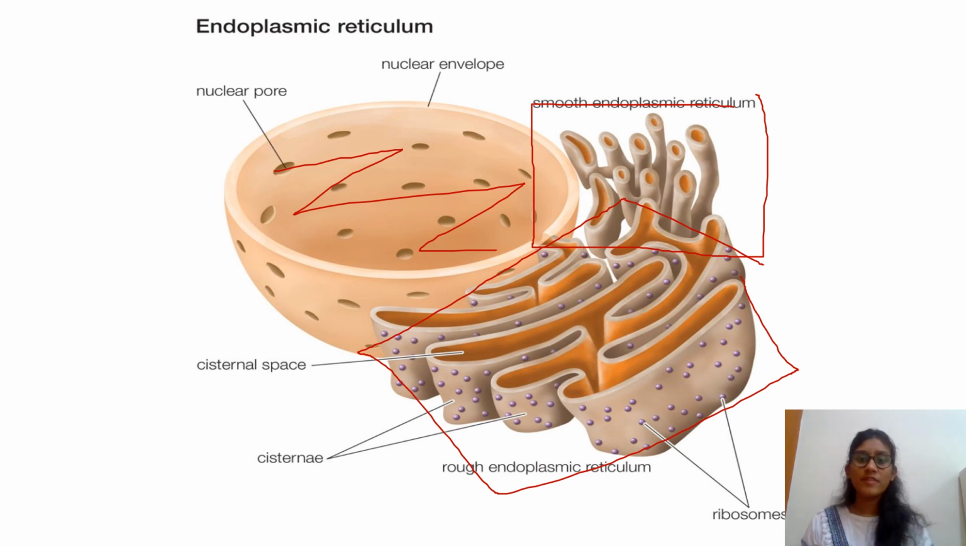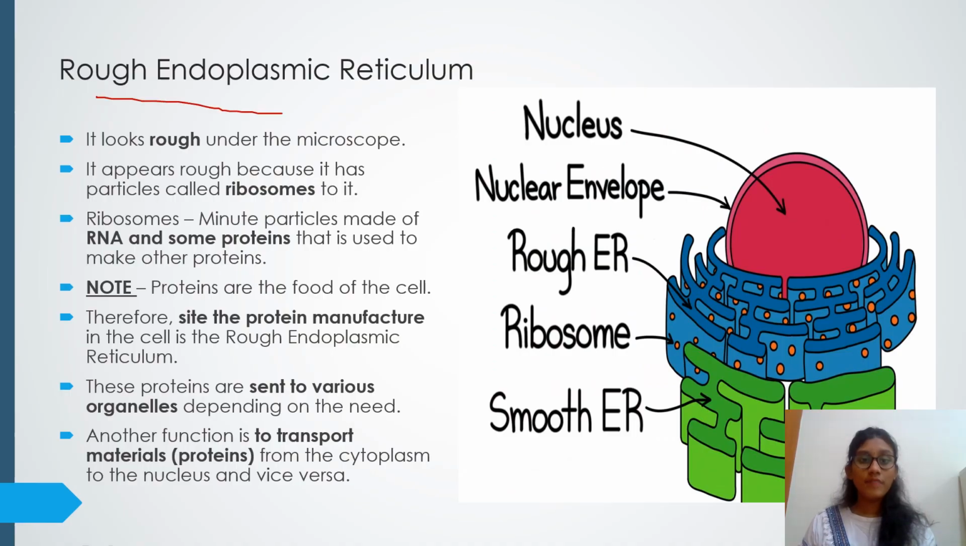Now what is the difference you can see between them? That is right. The rough endoplasmic reticulum has some blue spots on it and the smooth endoplasmic reticulum does not have that. Let us look at the reason. The rough endoplasmic reticulum is called rough simply because it looks rough under the microscope, and it appears so because it has tiny particles called ribosomes attached to it.